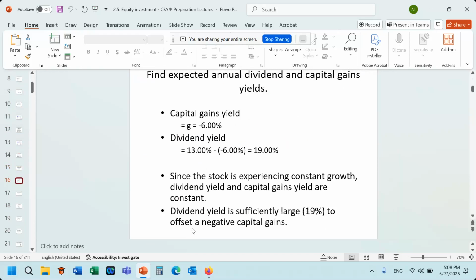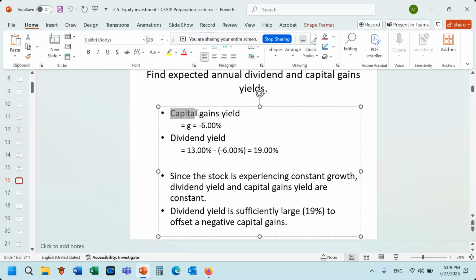We could also calculate capital gain and dividend yield, and this is a common CFA question, and here the values are actually misplaced. So this should be dividend yield. This should be dividend yield, and the other one should be capital gains. I will correct this later on. There's a typo in this slide.